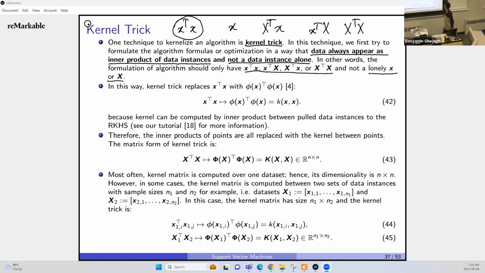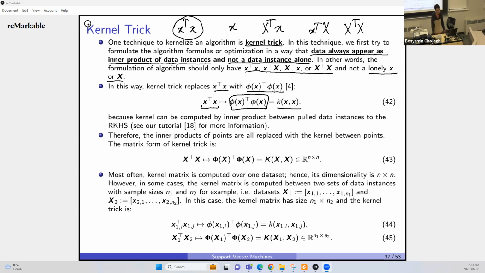In this way, the kernel trick replaces X transpose X with phi of X transpose phi of X. Whatever we see in the formulation as X transpose X, we change it to phi of X transpose phi of X. And this phi of X transpose phi of X, we call it K of X and X, which is the kernel. K stands for kernel, so K is a kernel function defined to be phi of X transpose phi of X, where phi is a pooling function.